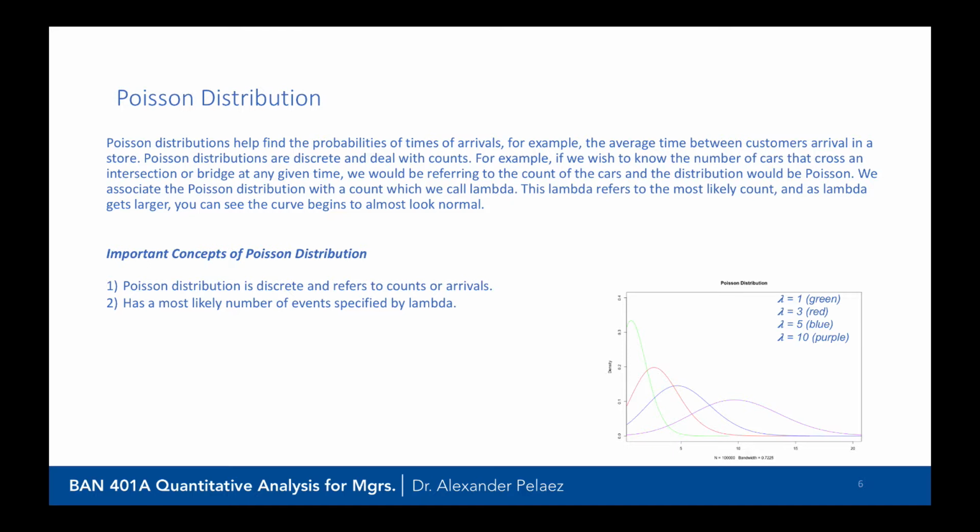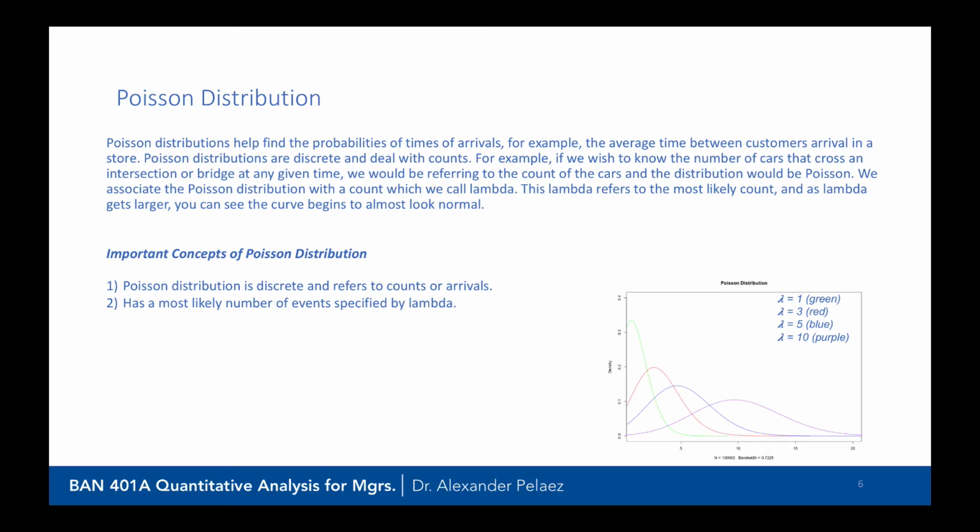We associate the Poisson distribution with a count, which we call lambda. This lambda refers to the most likely count. And as lambda gets larger on the graph to the right, you can see how the curve begins to almost look normal. The green one is where lambda is 1. The red one is where lambda is 3. The blue one is where lambda is 5. And as lambda is 10, it almost seems to have a bell curve to it. This is one of the impacts of the law of large numbers and the central limit theorem.